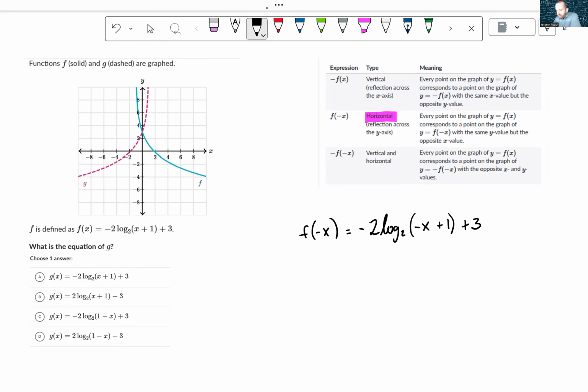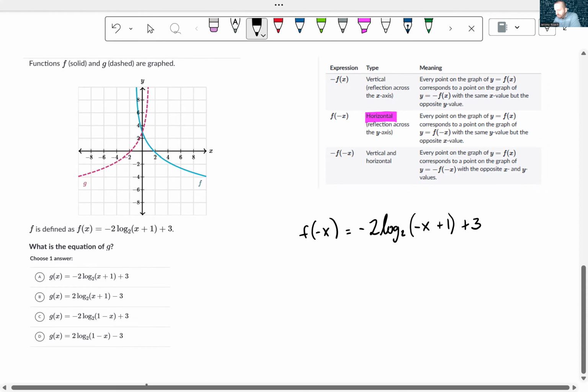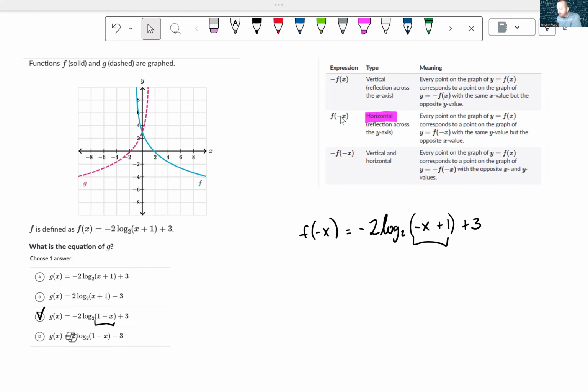Okay, and it looks like we don't have an exact, let me see here. Make sure it's exactly the same. So this one's going to be C. So even though this part's written in a different order, that still means the same thing. So all we did is we looked at our table and we figured out, okay, it's a horizontal reflection. We're going to use this rule. And then we apply that rule, plug in the negative x for when we see x, and we determine our answer that way.